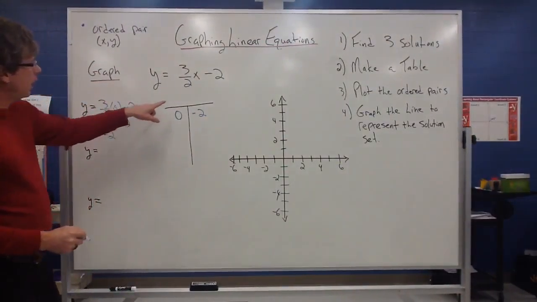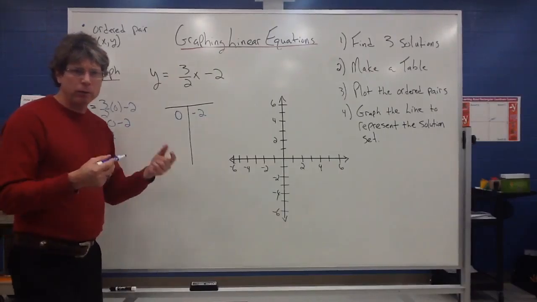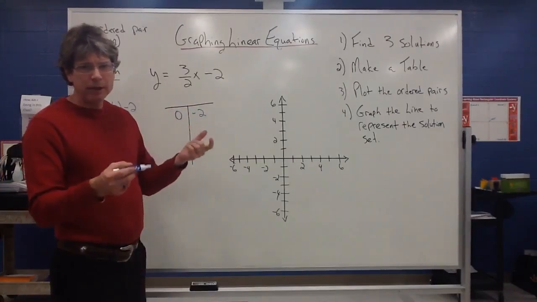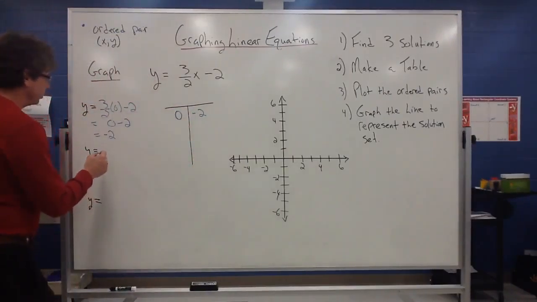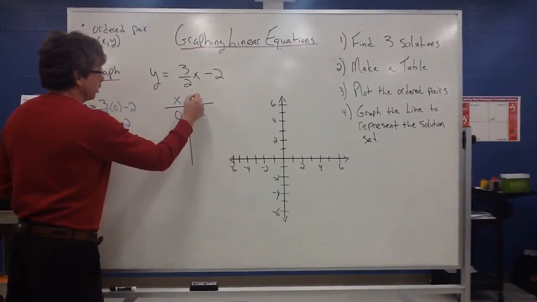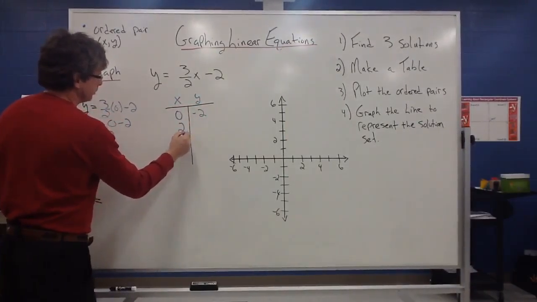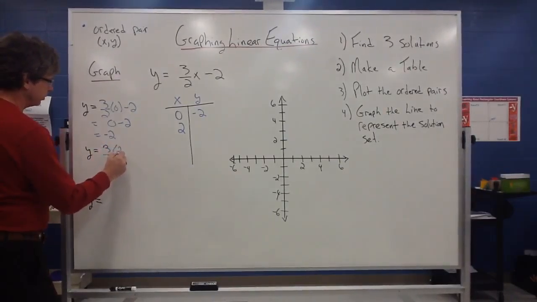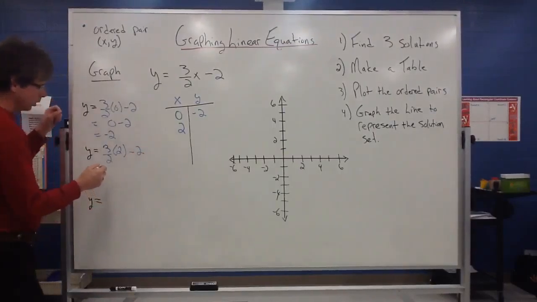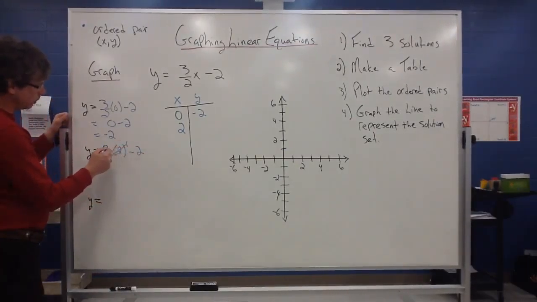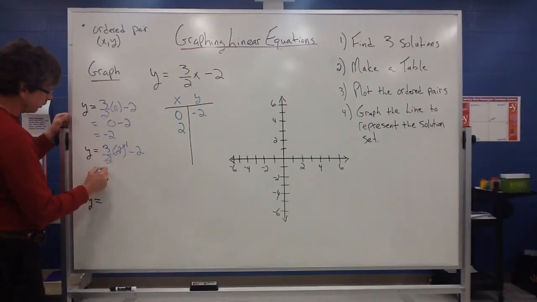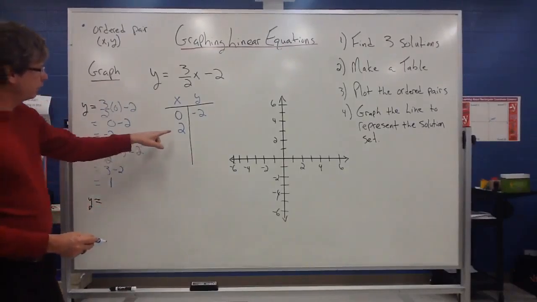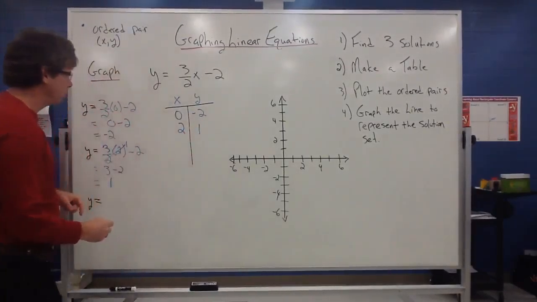Now, for the next value for x, I could pick a 1 like we've been doing, but I really want to avoid fractions. So what I want to do is pick a number that can be divided by 2. I'm thinking, let's use a 2. So I'm going to choose x to be, this is my x column, my y column, so I'm going to pick x to be 2. So I'm going to have y equals then 3/2 times 2 minus 2. We do know that 2 goes into 2 one time. 3 times 1 is 3. So I'm going to have 3 minus 2, and 3 minus 2 is going to give me a 1. So if x is 2, y is going to equal 1.